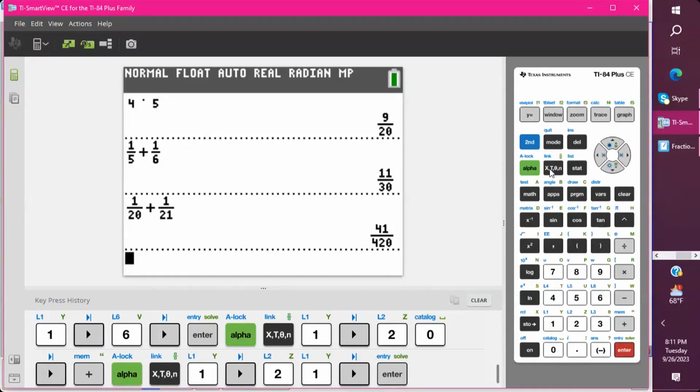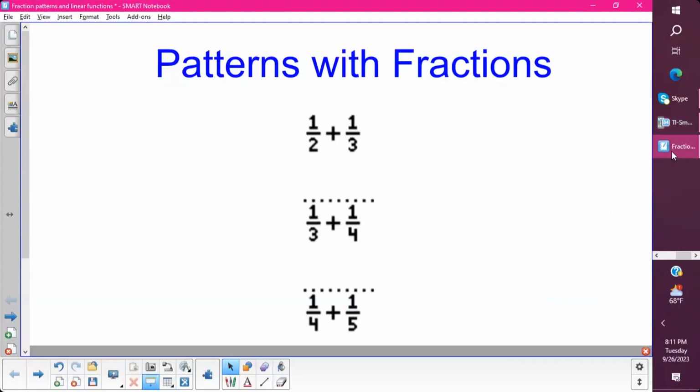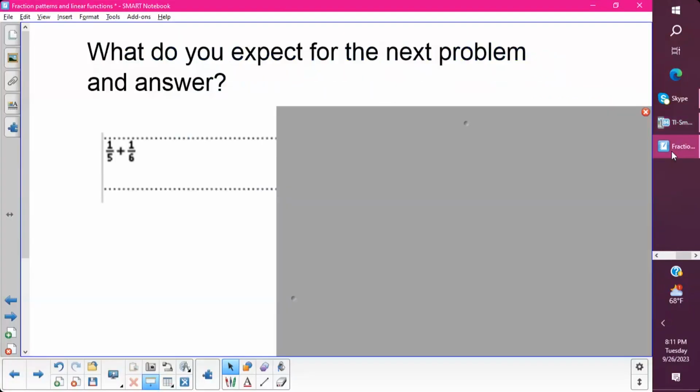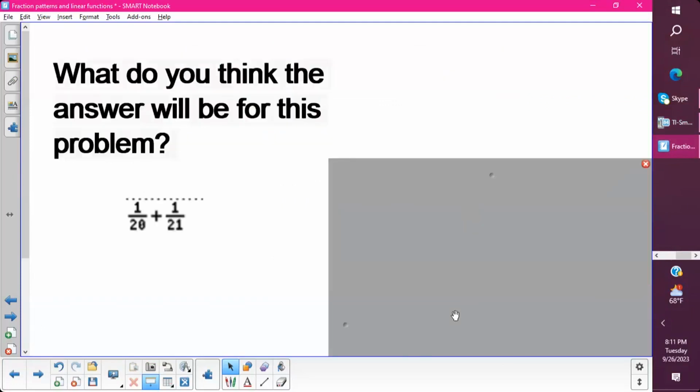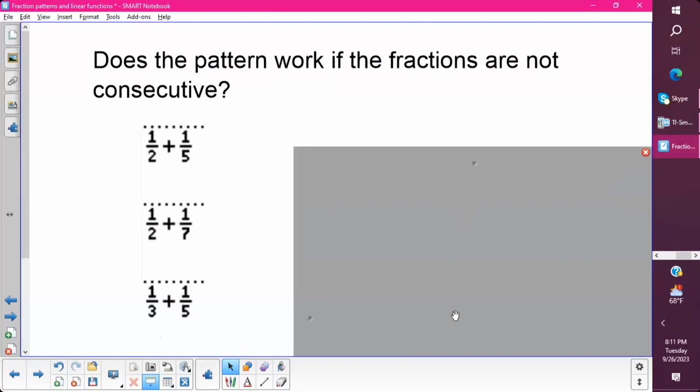And if I go back to my examples here, I did that problem of the next one. Does it work? Yes, it did. Does it continue? We can try some more of them, ask students to give suggestions to see what happens. And so I had some problems, right? But then, of course, another logical question is, does the pattern work if they aren't consecutive?